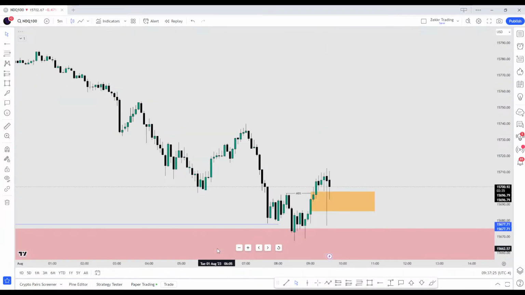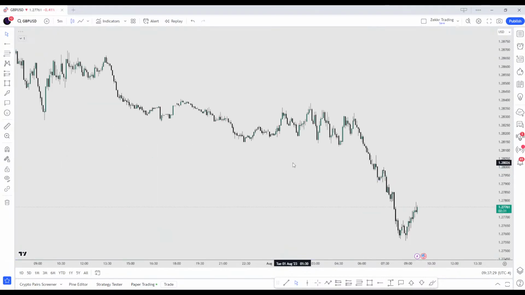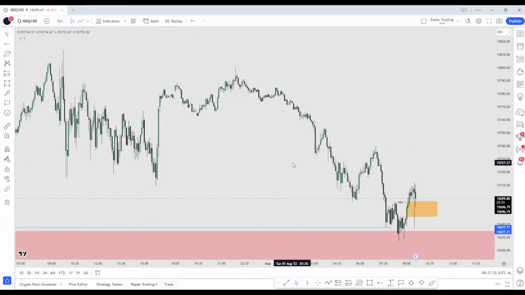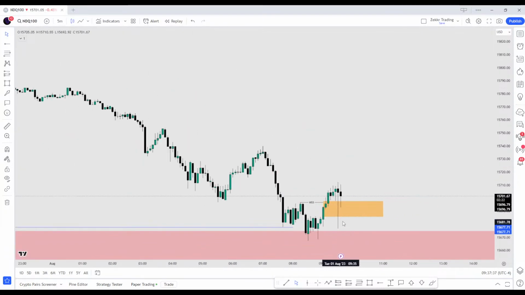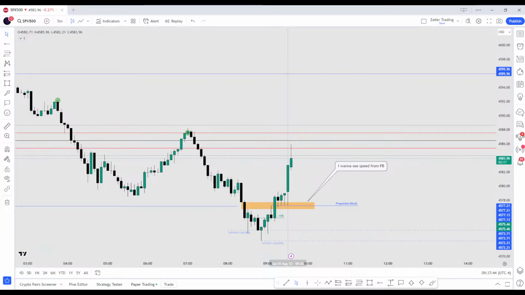Oh my god, US30 is just having its time. And then Nasdaq perfectly respected it. So really nice as well. It just looks good, to be honest. I just want to see how it reacts.